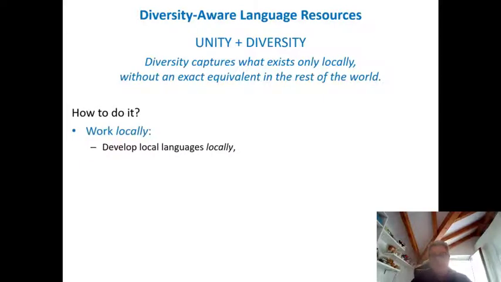The approach that I'm pushing is a very ambitious approach. I don't know whether I'll ever succeed, but I don't care, at least I've tried. So work locally, develop a local language locally. I don't think it's up to me to develop Mongolian languages. To do that, I need Mongolians.